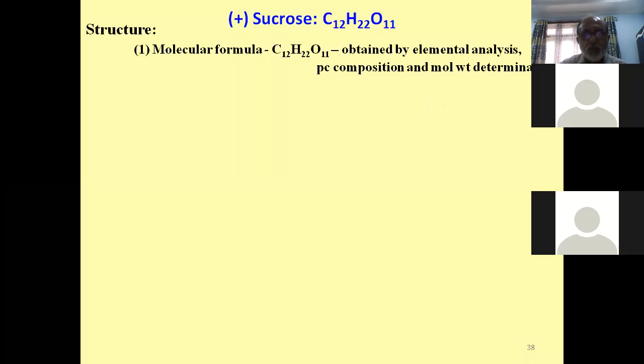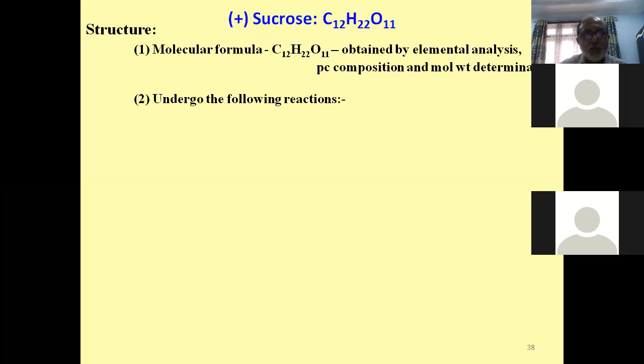All disaccharides of hexose will have the molecular formula C12H22O11, formed by condensation of two monosaccharides. A monosaccharide of hexose, aldohexose or ketohexose, has the molecular formula C6H12O6. When two of them are condensed, there is an elimination of water, so that water goes out and we get C12H22O11.